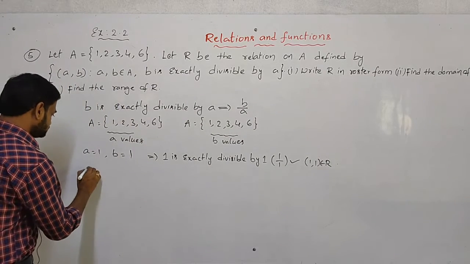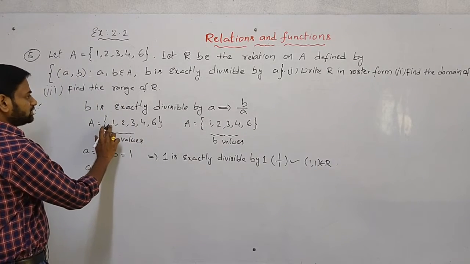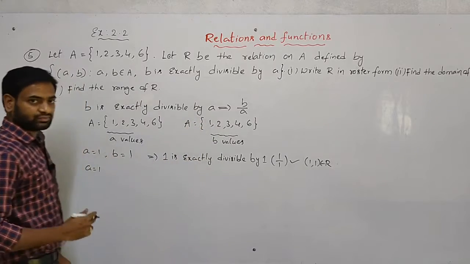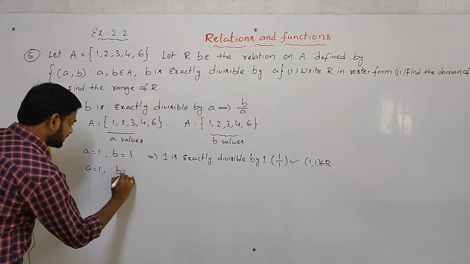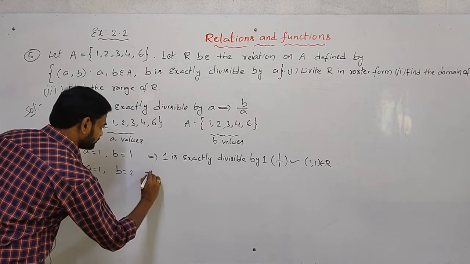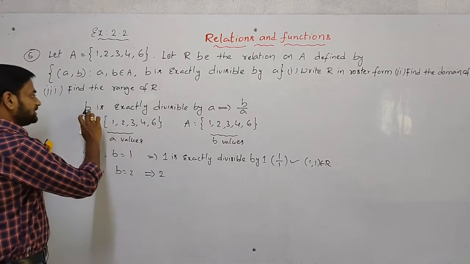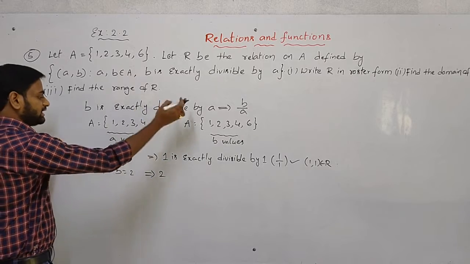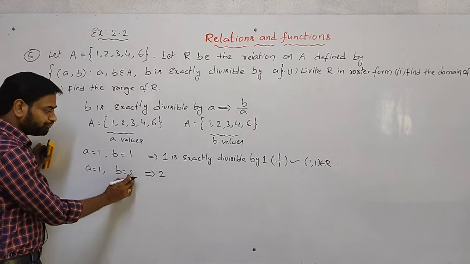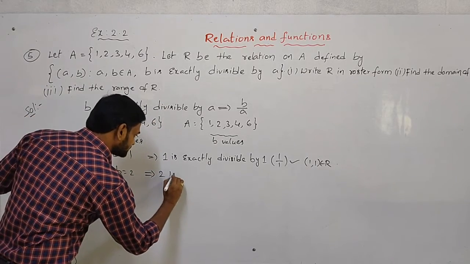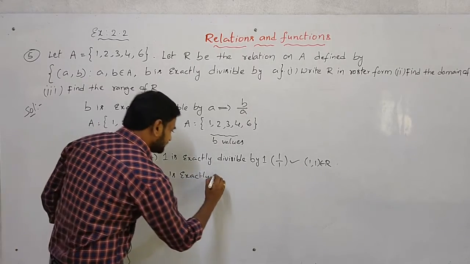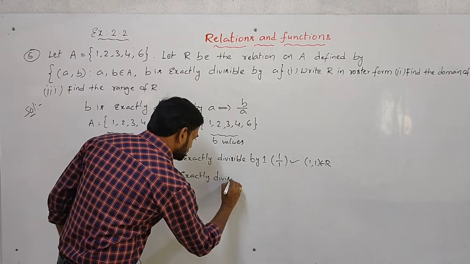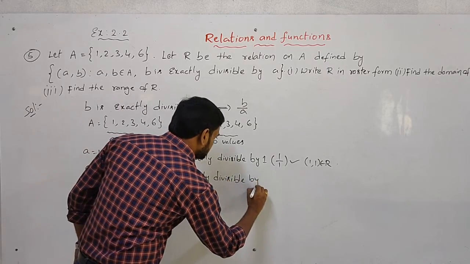Next, A value 1, B value 2 are taken. With 1 I take all values. A value 1, B value 2. So then replace what you can write? B is exactly divisible by A. So B value is 2. 2 is exactly divisible by 1.